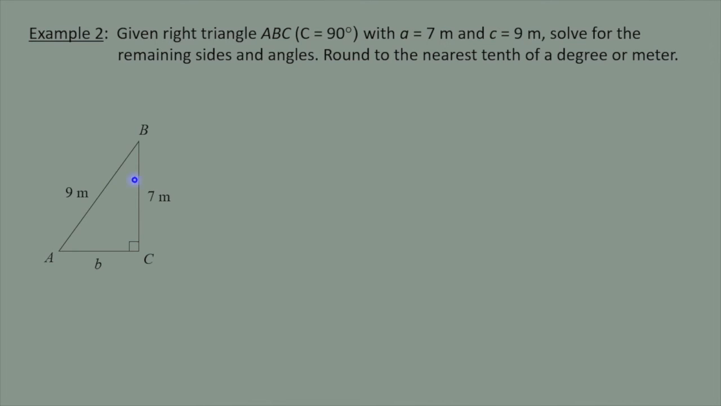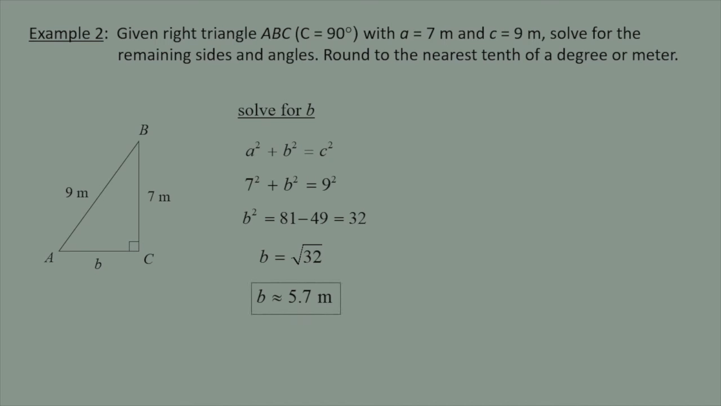Whenever we know two sides of a right triangle, we can always use the Pythagorean theorem to solve for the third side. So let's start by solving for side B. The Pythagorean theorem is a squared plus b squared equals c squared, and we'll substitute a equals 7 and c equals 9. Solving for b squared, we get 9 squared minus 7 squared, which is 32. So b must be the square root of 32. And if we were giving an exact answer, we would simplify this radical. Since we're asked to round this to the nearest tenth, we'll plug this into our calculator and round this to 5.7, and our units are meters.